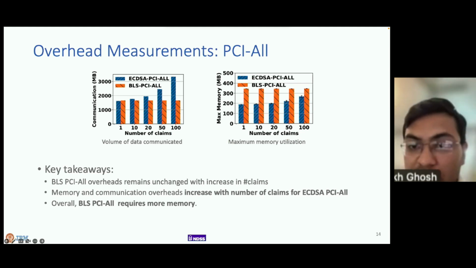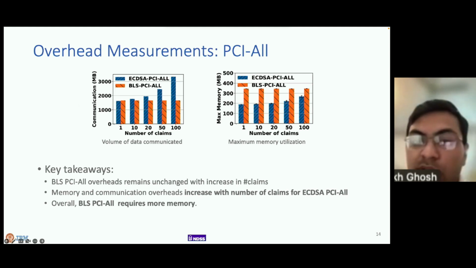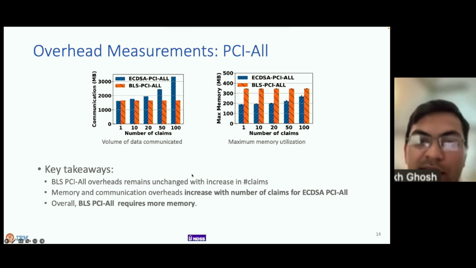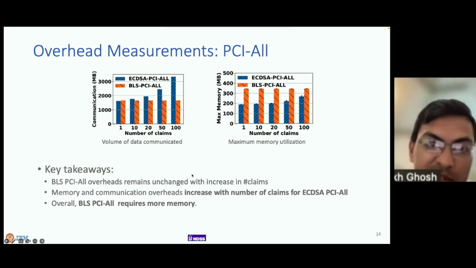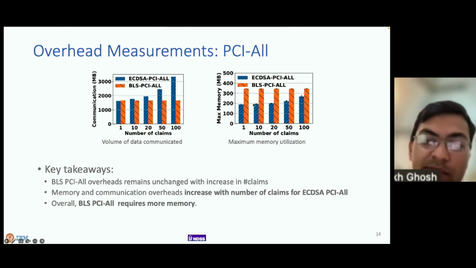So next, we can also have a look at the overheads in terms of data volume communicated for PCI-All and the memory overheads. So here we see the same trend that with the increasing number of claims, the memory consumption and the data volume communicated overhead increase for the ECDSA variant. But for the BLS implementation, these overheads stay more or less unchanged. But in general, you can observe that for a low number of claims, the BLS implementation actually consumes more memory.